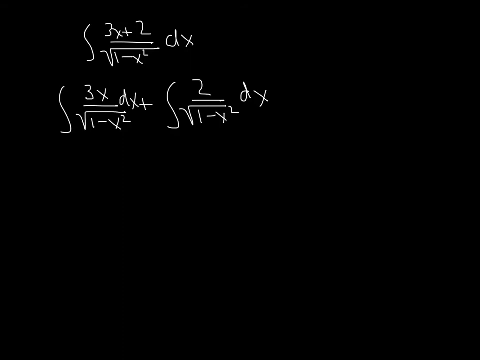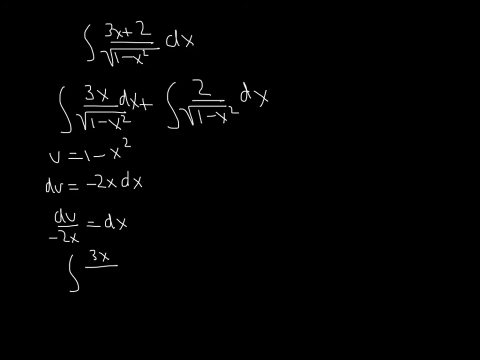Alright, so let's just integrate the left one, and you can see that we're going to need a u substitution there. So we're going to let u equal 1 minus x squared. So that way du is going to equal negative 2x dx. And we're going to divide by negative 2x. So du over negative 2x equals dx. And we're going to now go back in and plug everything in. So it's going to be 3x over the square root of u times dx, which is du over negative 2x.